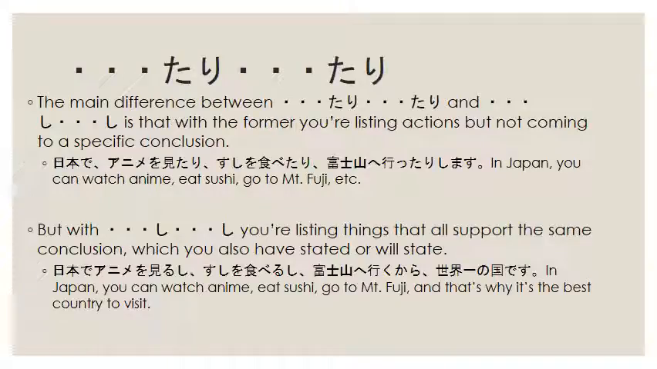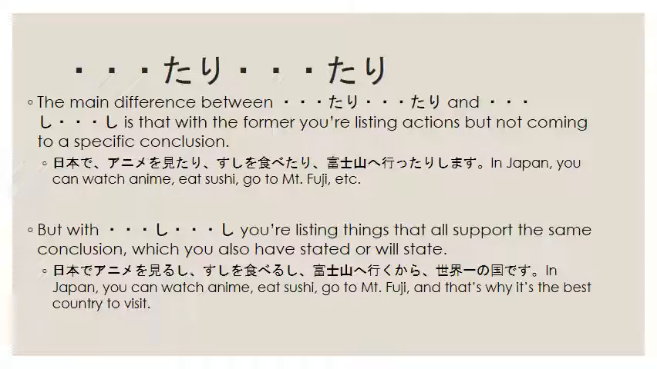Some of you might have been wondering or may have noticed that this is pretty similar to たり, and what could be the difference between those two? The main difference with たり and し is that with たり, you're listing lots of actions, but not necessarily coming to any specific conclusion. For example, 日本でアニメを見たり、寿司を食べたり、富士山へ行ったりします。In Japan, you can watch anime, eat sushi, go to Mount Fuji, etc., etc. So I'm listing all these different things that you can do, but I'm not coming to a specific conclusion.